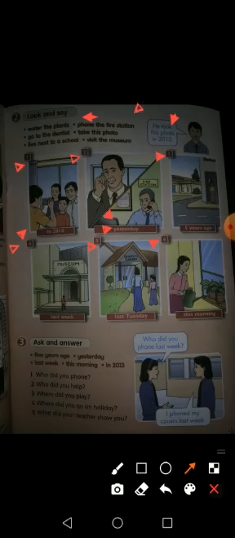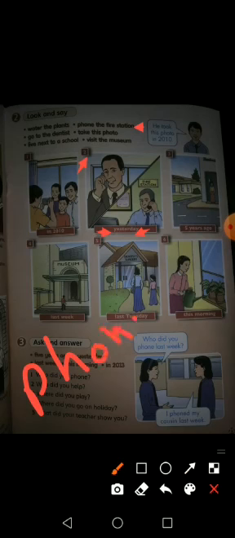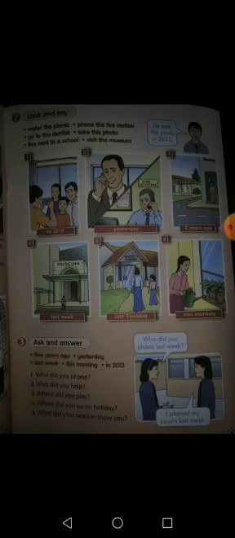Here we have the word yesterday, and here we have to use phone the fire station. For example, the man phoned the fire station yesterday. Okay, the man phoned. I use the word phoned. I used ed, phoned the fire station yesterday. Okay, student, the next one.